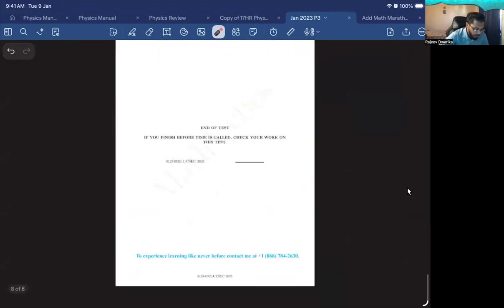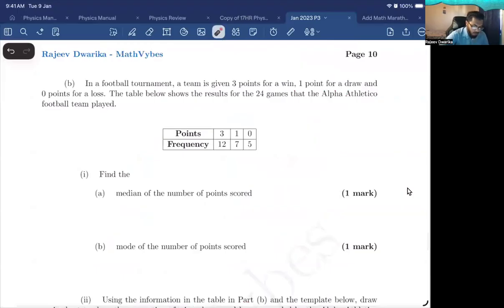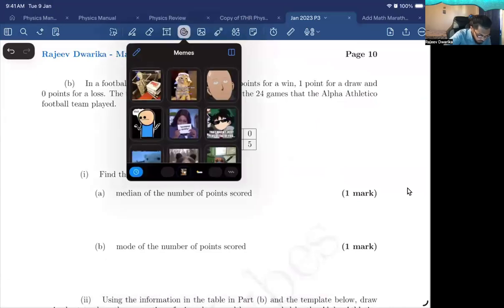Let's move on. We're moving on to the last question now. Right? So who wants to volunteer? Last question. Right? So we are cooking right now.